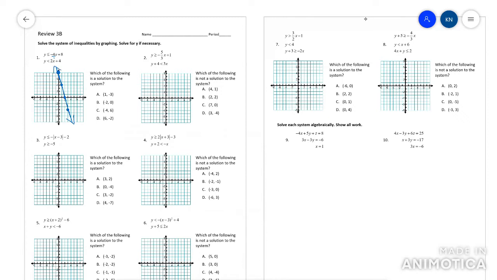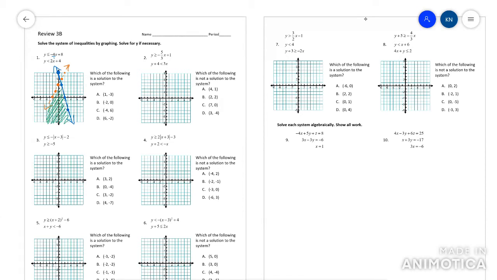The second line is a dotted line starting at a y-intercept of 4, slope of 2, so rise 2, run 1. Now make it a dotted line. It would look something like this. And then in terms of shading, this first one's everything less than, that's everything below. And then the second one's less than as well, so that's below. So the part that they both share is this part right here.